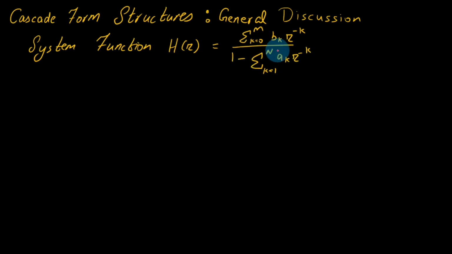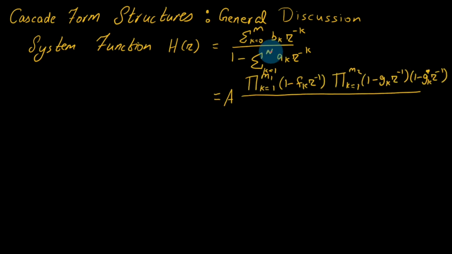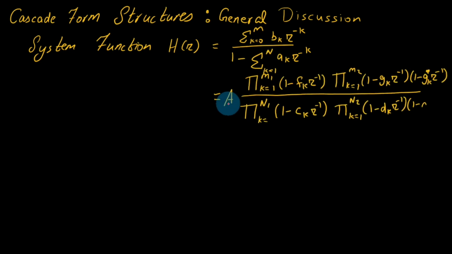So in cascade form, as done in the examples, we can take a common gain, and then we can break this down into multiplications, for example by factorization. In this subsection, we have real poles and real zeros. f_k is the real zero, whereas c_k is the real pole. Moreover, in the second multiplication, that is k equals 1 to M2, we have conjugate pair zeros and conjugate pair poles.